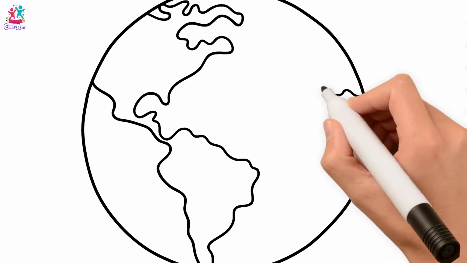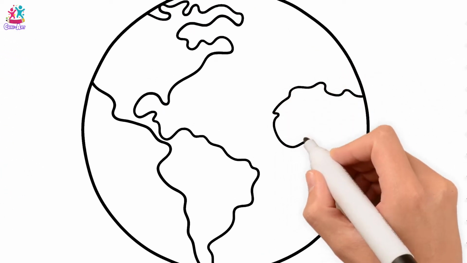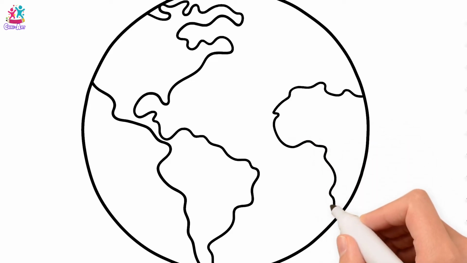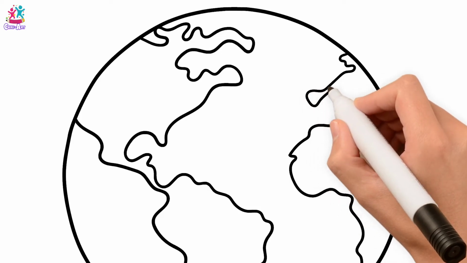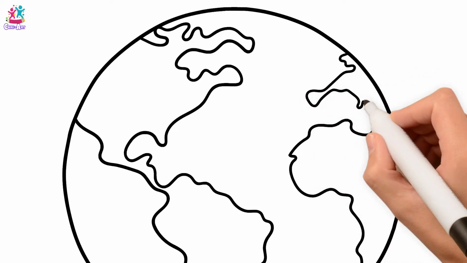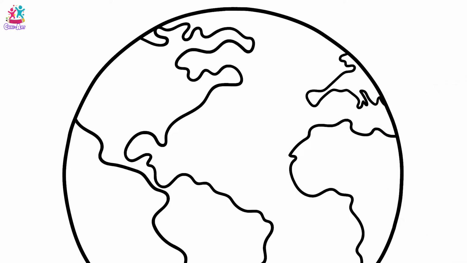So we're drawing our continents. And now for a little piece of Europe. A tiny boot. That's Italy, you know. Now we can colour in.